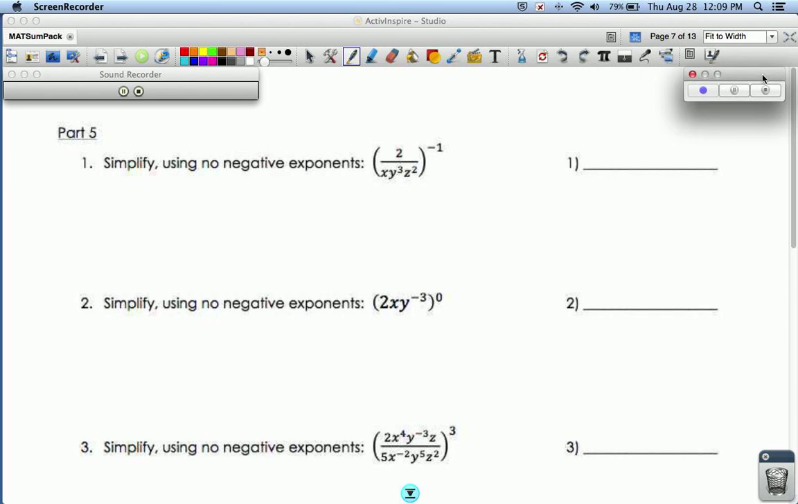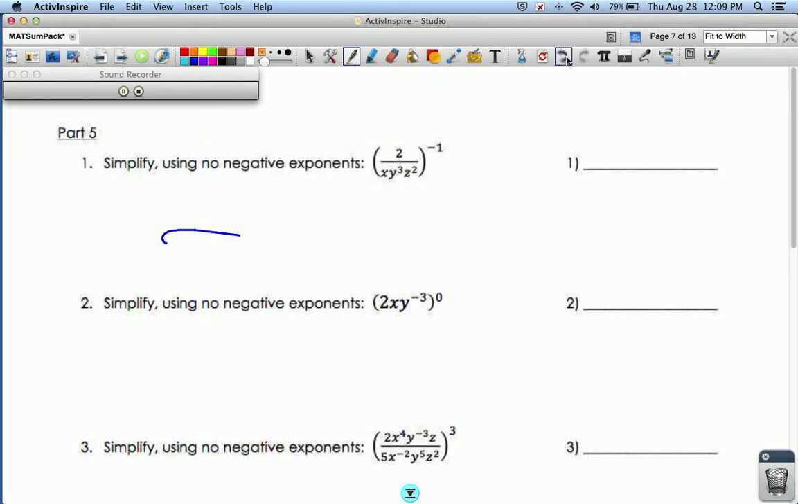Here we are with part 4 of the Math Analysis and Trig Summer Packet. This is part 4 because it's the fourth video, but it's technically part 5, as you can see here on your sheet. Let me get that stray mark out of here. Part 5 here on the packet. So we're dealing with exponents now.